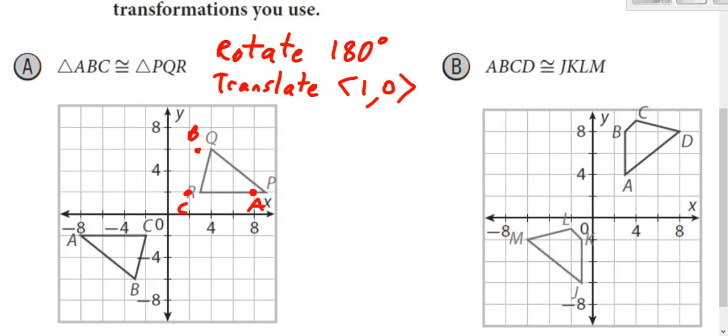Next example, pretty similar. In the order you do these two, that won't matter. You can reflect and then translate, or you could translate then reflect. It would work out the same way. You just have to use different numbers. So we can reflect over the y-axis. If you do that, you get K there. You get those vertices.